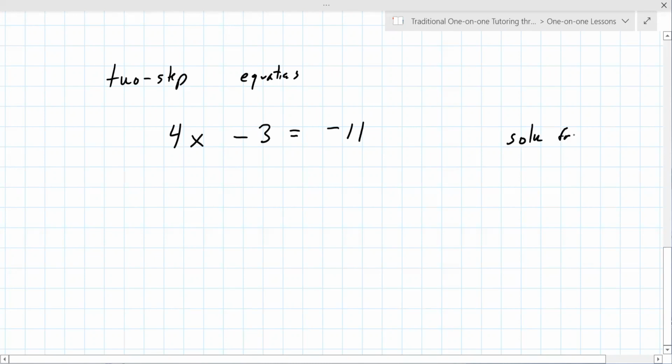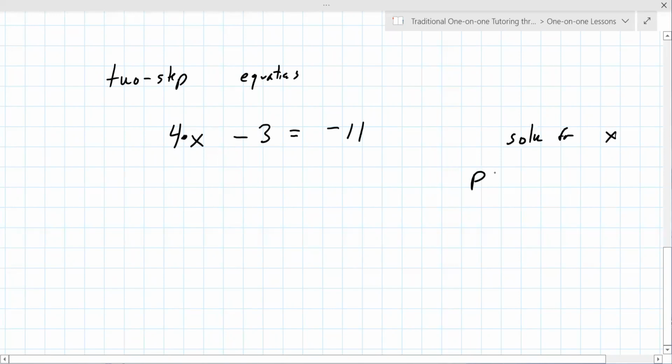These are called two-step equations to solve. And I can just sense there's a little bit of uncertainty about how to solve them. So let's say something like 4x minus 3 equals negative 11. To solve for x here, what you have to identify is that there's really two things keeping x from being by itself. There's multiplication by 4 and then subtraction by 3.